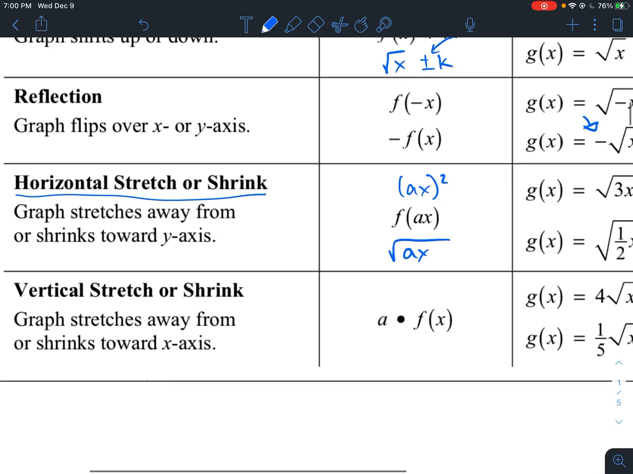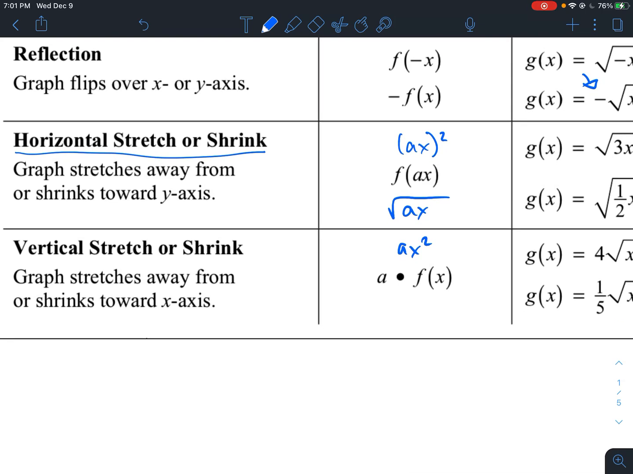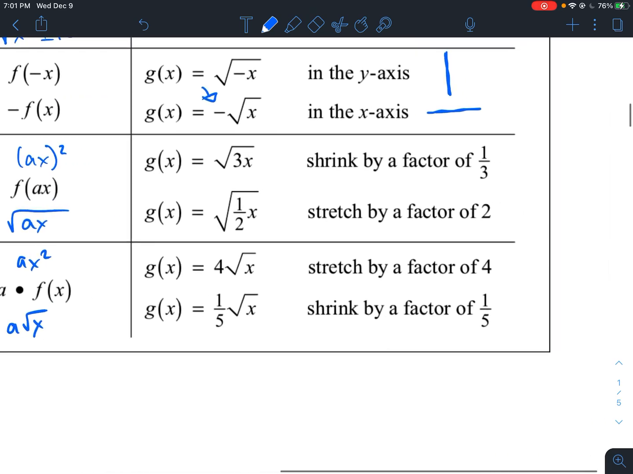And then for a vertical stretch or shrink, if it were a polynomial, it would be something like ax squared, where there are no parentheses. And for a radical, it would be a times the square root of x. So that's how you can make the distinction between a vertical and a horizontal stretch or shrink. And the same idea applies.